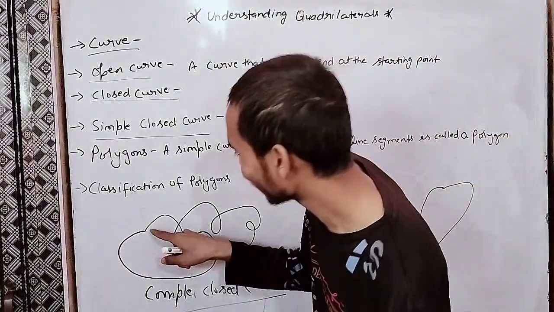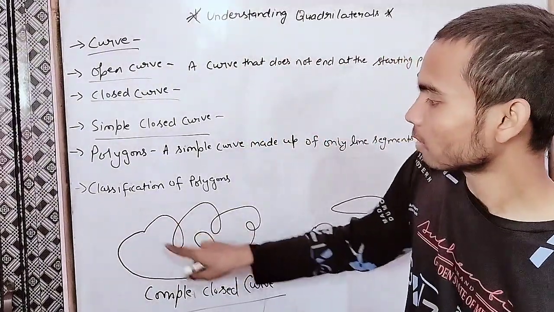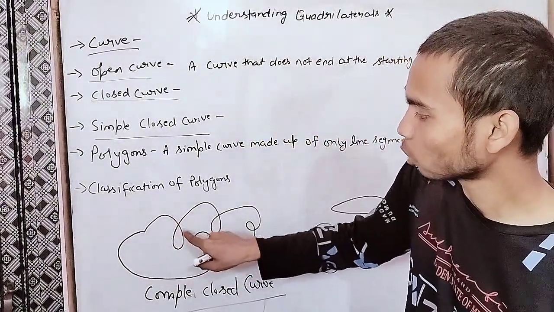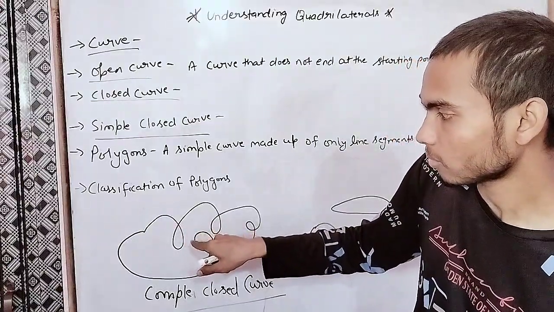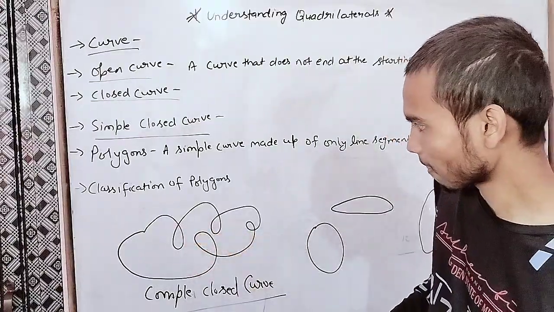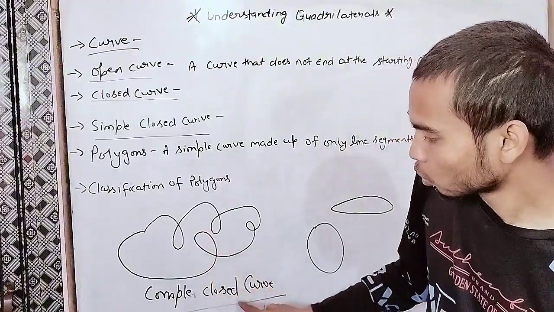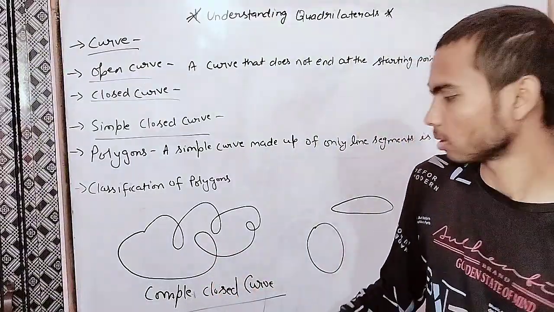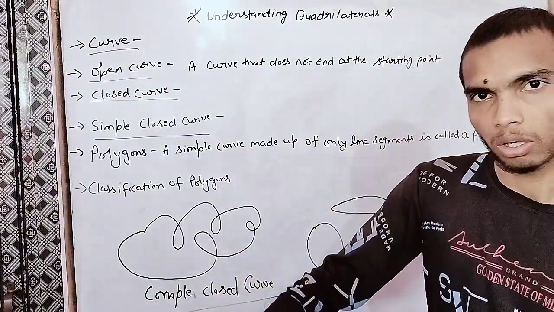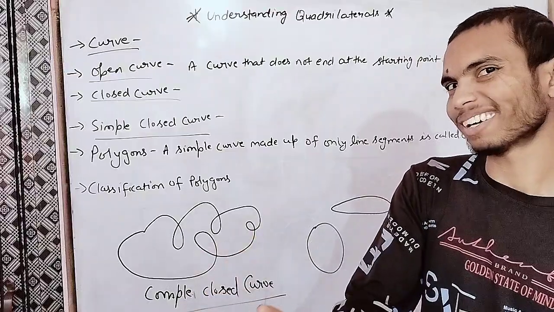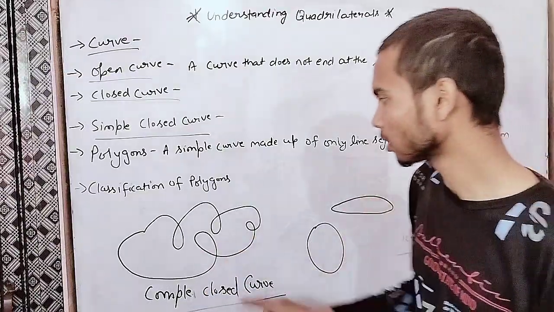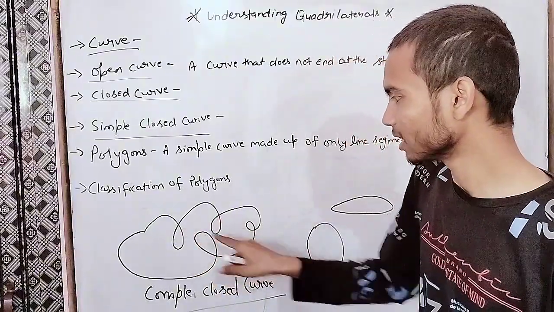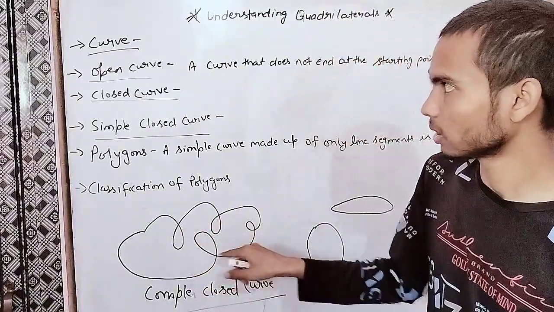Here you can see the first point is the same. Here we are looking at intersection. So a complex closed curve will show intersection. Remember, here we are looking for intersection. This is a complicated closed curve.